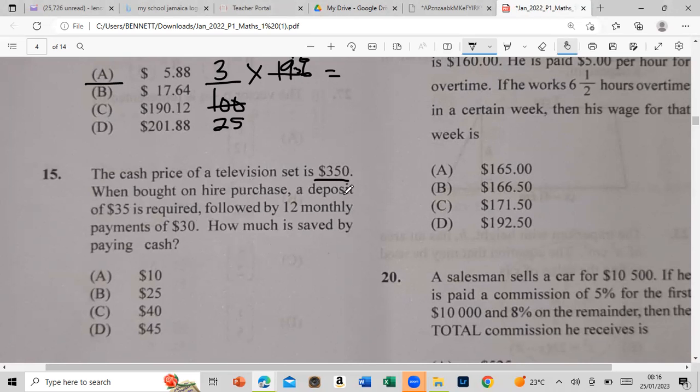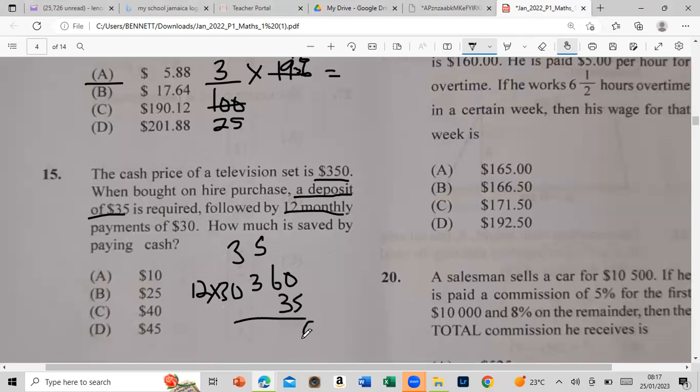The deposit is the initial money that you paid, $35. So you pay $35 down, followed by 12 monthly installments of $30. So every month you're going to pay $30. For 1 year, what would that be? 360. Now we're going to add 35 to the 360 to find the total for the hire purchase, because that's what hire purchase is: the deposit plus the monthly installments.